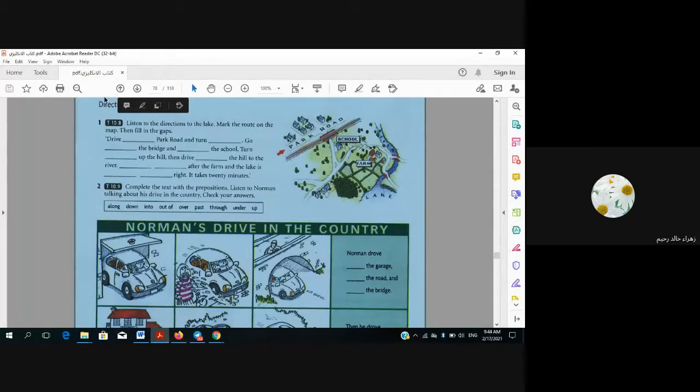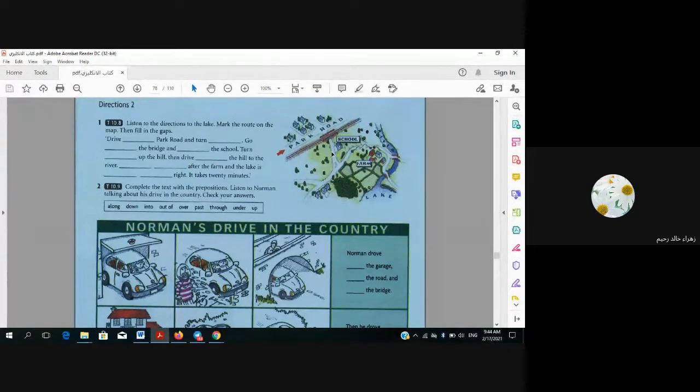Drive along Park Road and turn right. Here we say drive along Park Road. This one, Park Road. And then turn right. ونعطف يمينا.